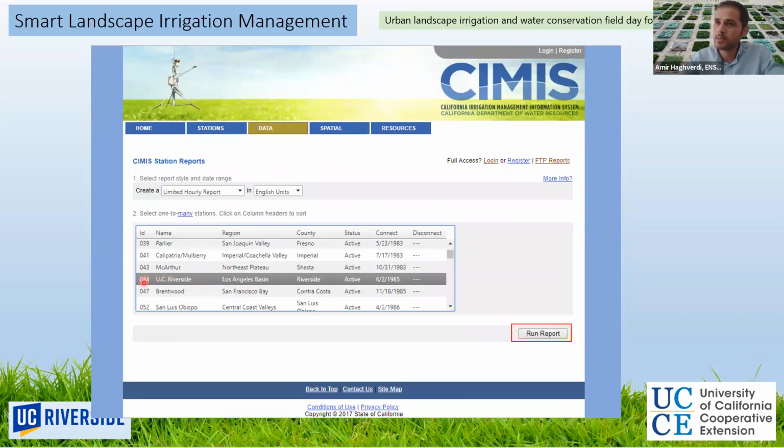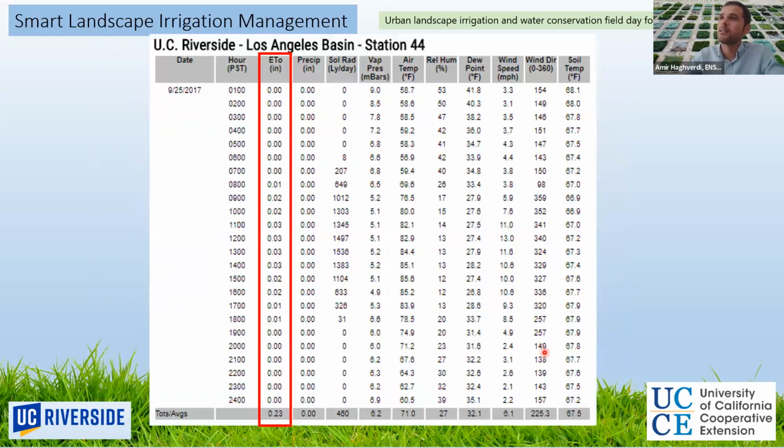For us in Riverside, it is UC Riverside, which is station number 44, basically located adjacent to my research plots. If you do that, then you can change whether you want to get daily or hourly data, and whether you want metric or English units. The default is hourly report with English units. So you click run report, and then you get a table like this.